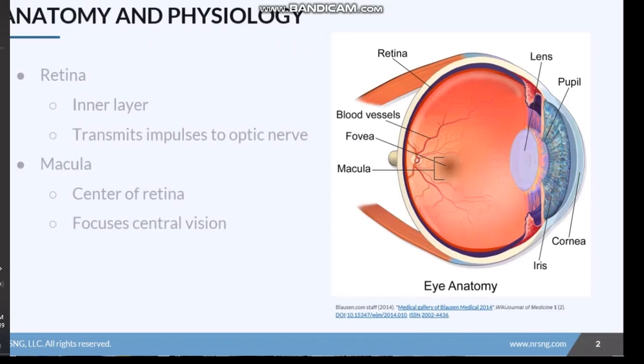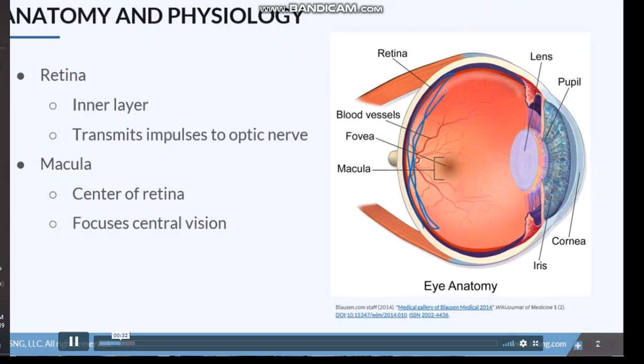Guys, so today we're going to learn all about macular degeneration. By the end of this lesson, you'll have a better understanding of what macular degeneration is, the different types of macular degeneration, the assessment findings, treatment options, and the nursing considerations when you're taking care of patients with this condition.